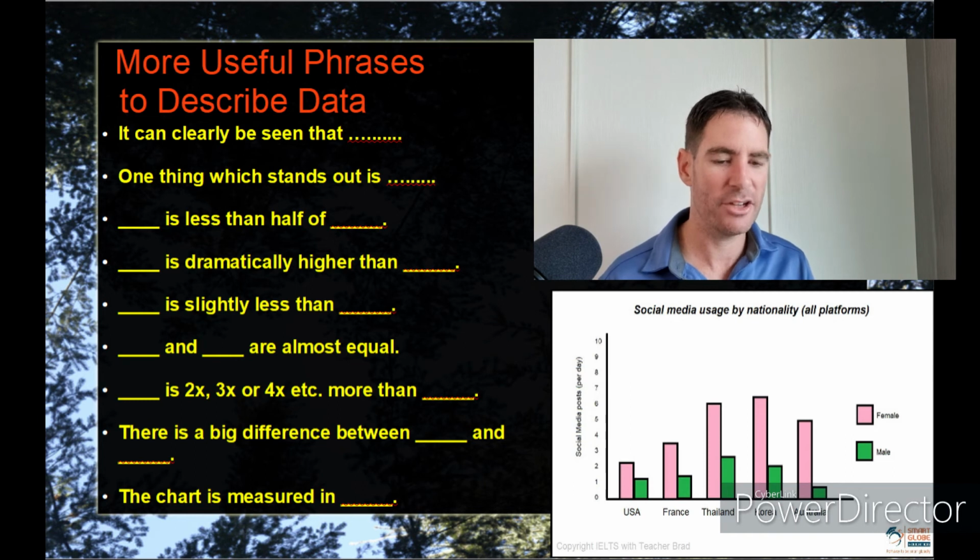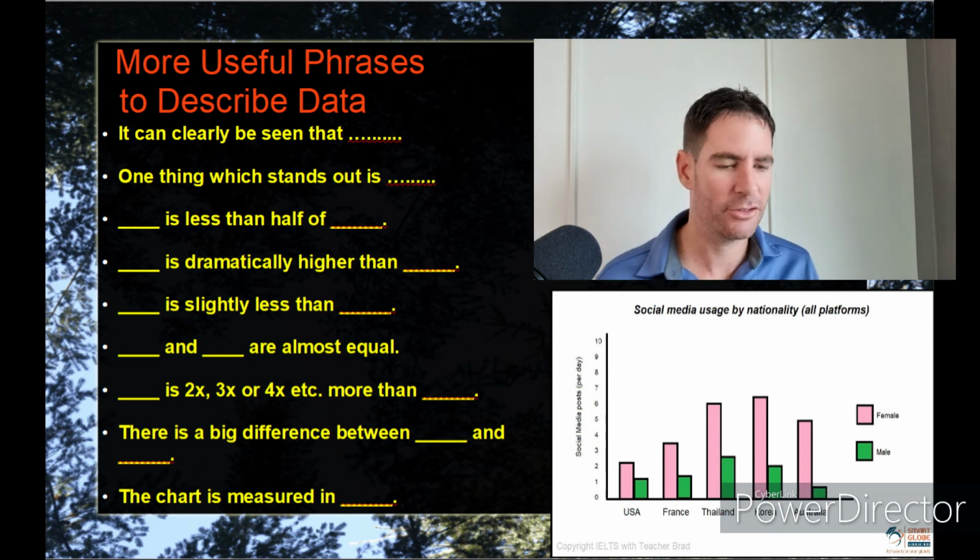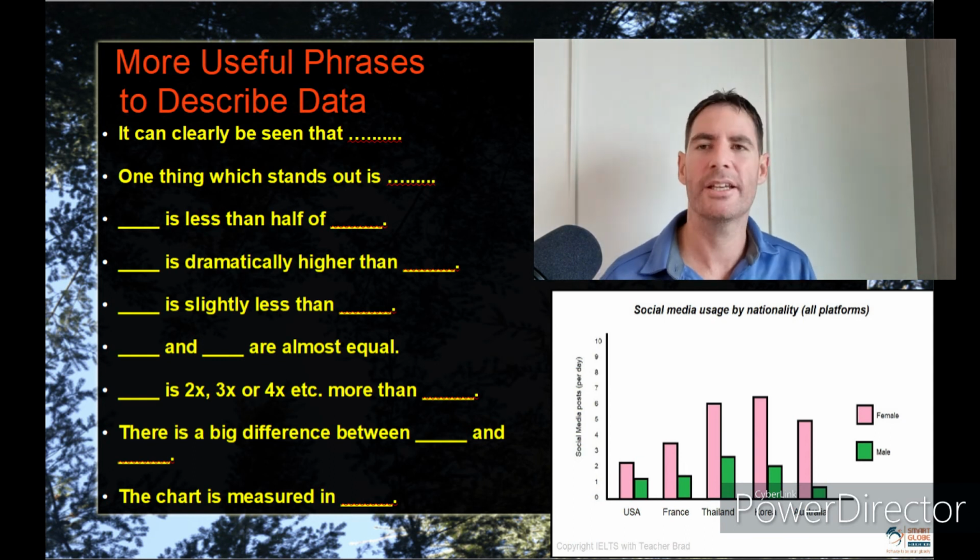And the chart is measured in. That is a good option for an introduction. The chart is measured in social media posts per day. The chart is measured in millions of dollars. The chart is measured in household spending. So many options. It's usually on the vertical axis.